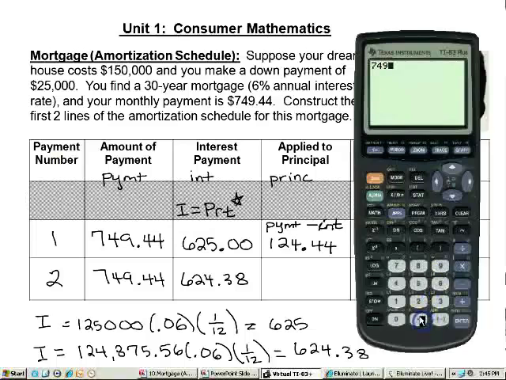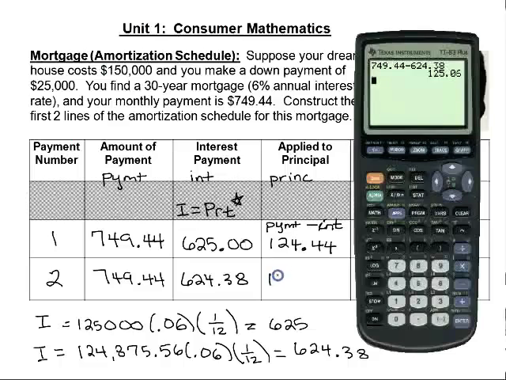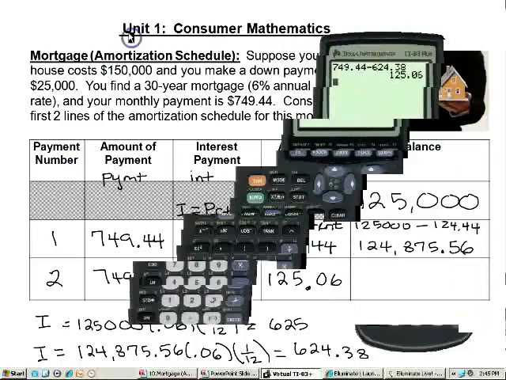So $749.44 minus $624.38. Our second payment, $125.06 is going toward principal. And again, every time you make a payment, a little bit less goes toward interest and a little bit more goes toward principal. So let's see what our balance is after the second payment clears the mortgage company.